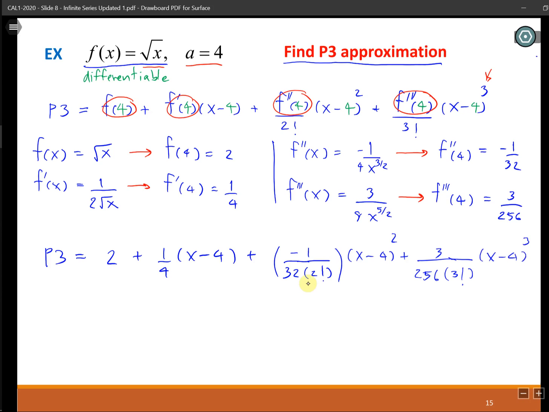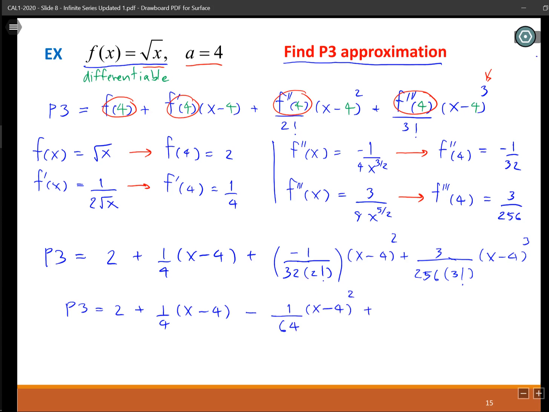Okay, so this P3 is going to be equal to 2 plus 1 over 4. You do not need to multiply this 1 over 4 in. Just leave it like this. Let's keep the pattern of the Taylor series intact. But for these numbers right here, you can work it out. Minus 1 over 64.